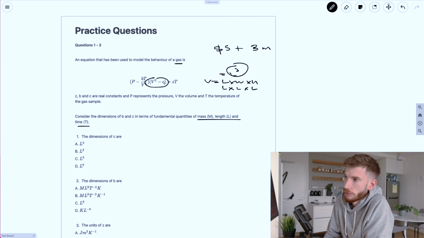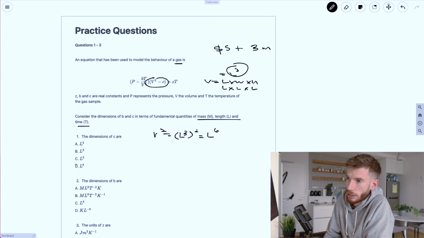And so if we square it, V squared, that would be length cubed for volume, squared, and then we use an index law and we get L^6, like that. And this should be the exact same as C overall. And so there, we know the answer then is D.